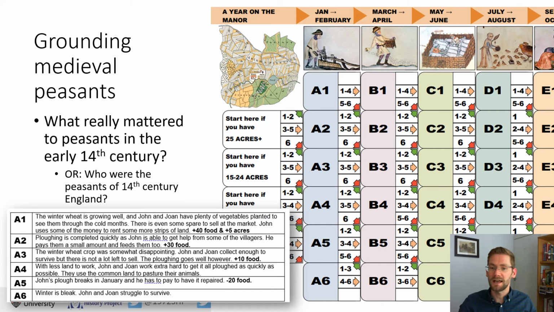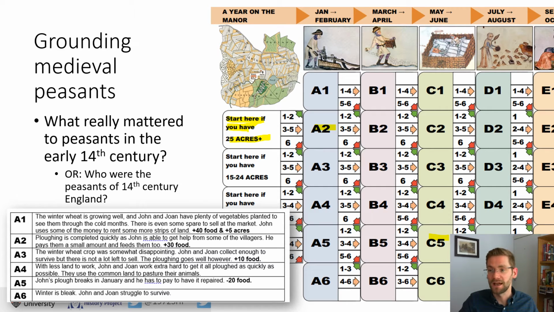So if I show you this now, we started here with our first lot. Let's say they throw a 3 and continue across onto A2. So the ploughing is completed quickly. John's able to get some help from some villagers. He pays them a small amount and feeds them too, so he gets some food. And this is the food element: the idea that you need to get enough food to help your family survive at the end of the year. And basically they continue going across the board and looking at what happens.